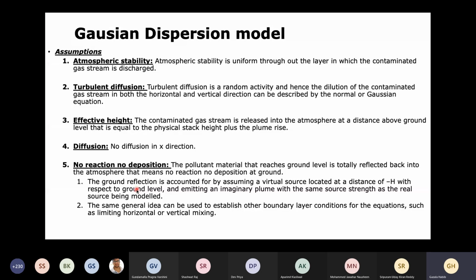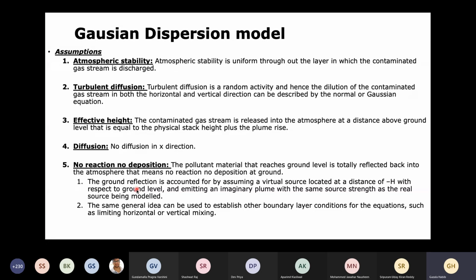So what this particular assumption says is that there is no reaction of pollutants, even between two pollutants. We know that VOC and NOx react with each other and form O3, right? But that reaction pathway, or sink, meaning removal of the pollutant from the atmosphere, has not been taken into account in the dispersion model equation development.